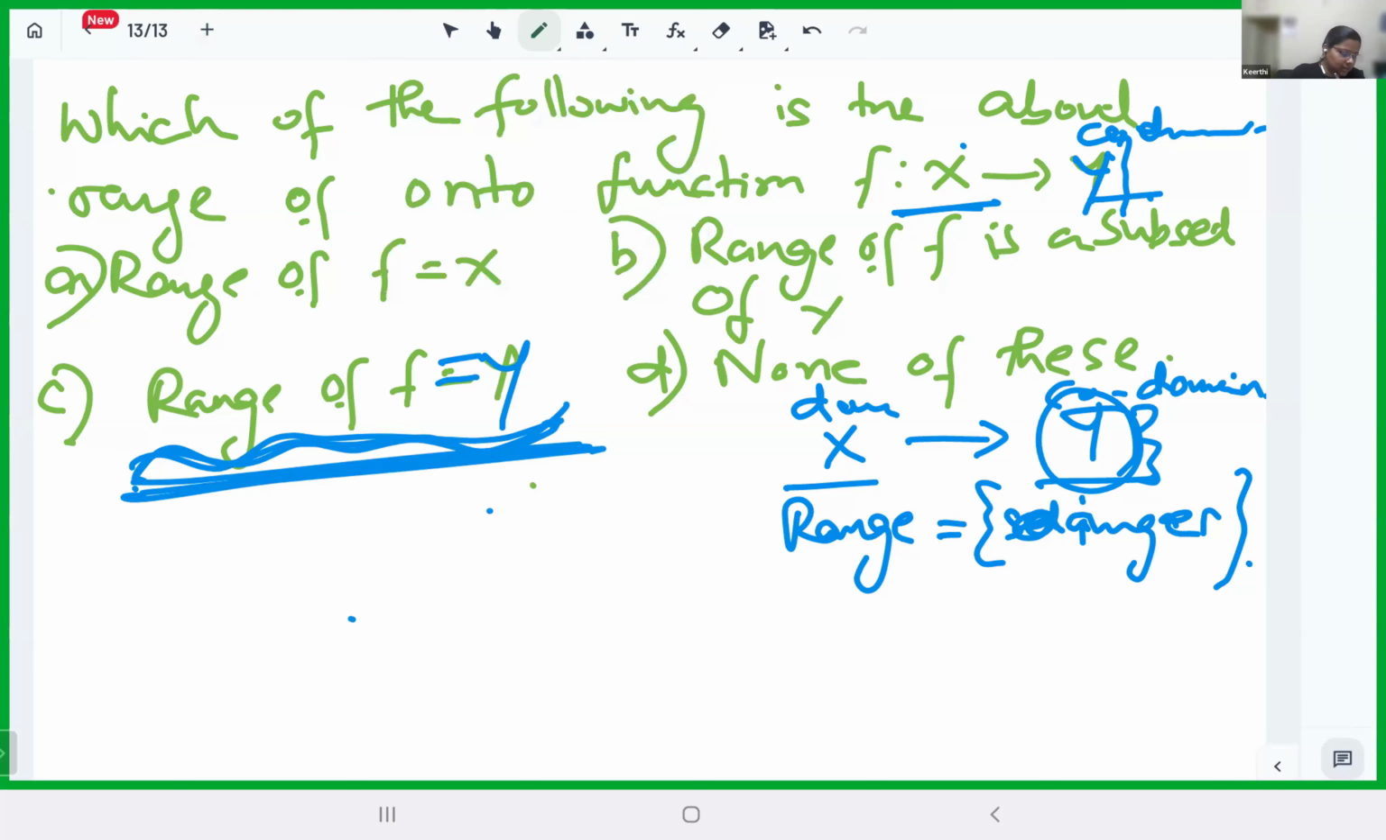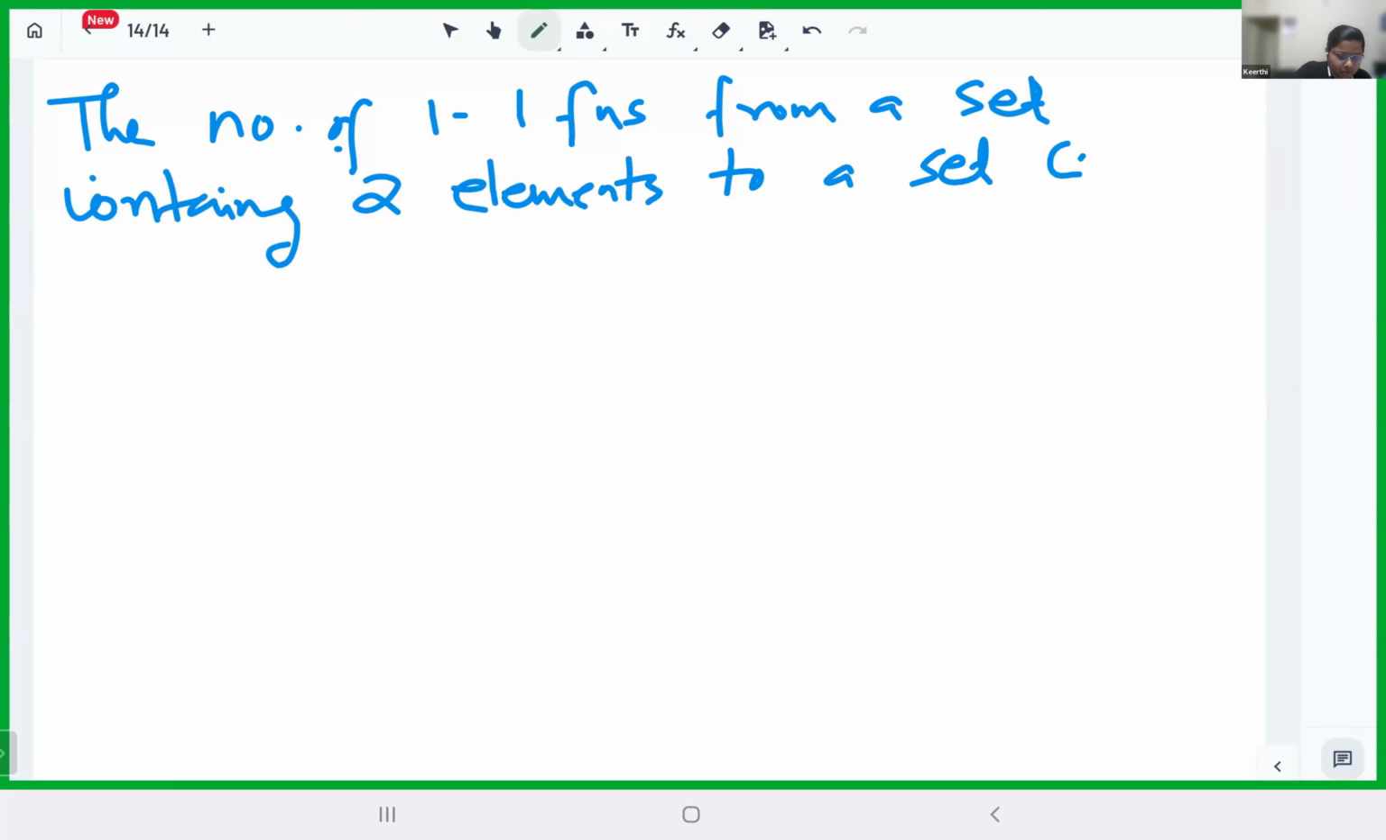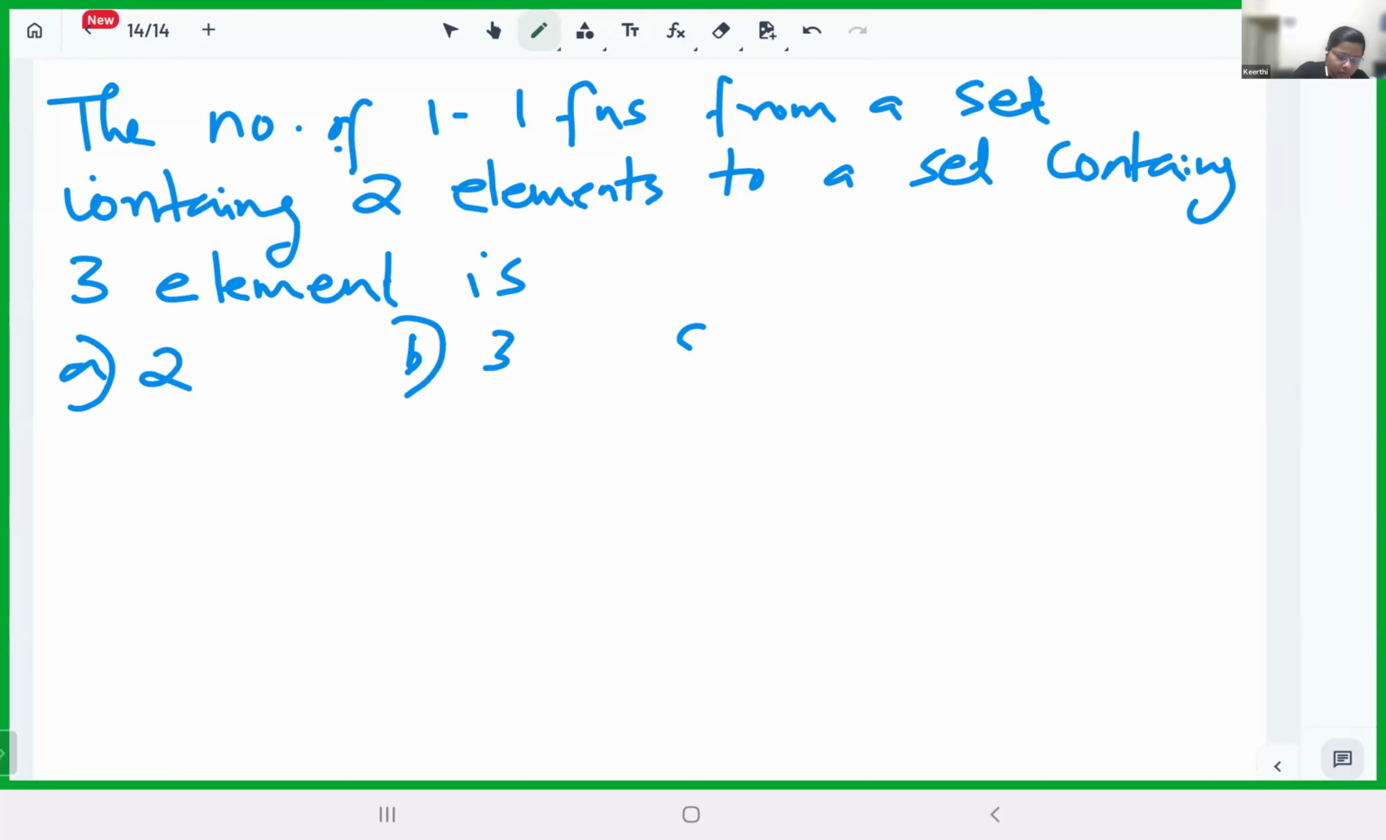Now we are moving on to the next question: the number of 1-1 functions from a set containing two elements to a set containing 3 elements is what? We have to find the number of 1-1 functions from a set containing 2 elements to a set containing 3 elements. So how will you find it out? It is not given in your textbook. It has a formula.